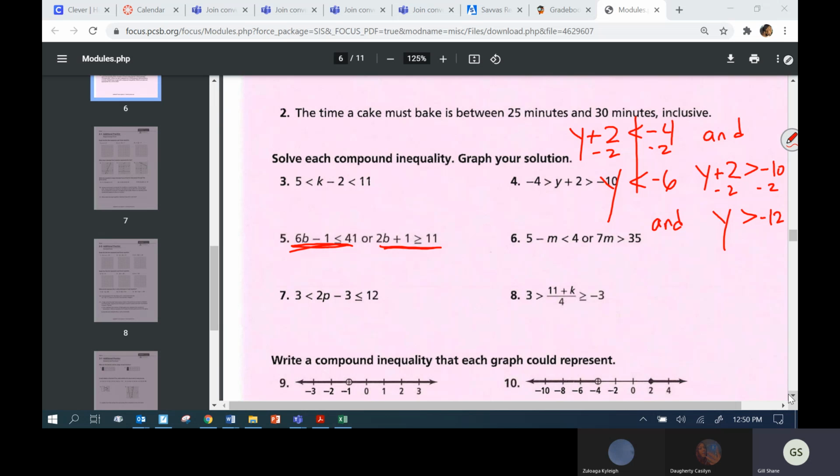So when you graph this, it's one of those situations. Remember we said if this is in the middle, then when you graph it, your shaded region is going to be in the middle. So we'll start with negative 13.